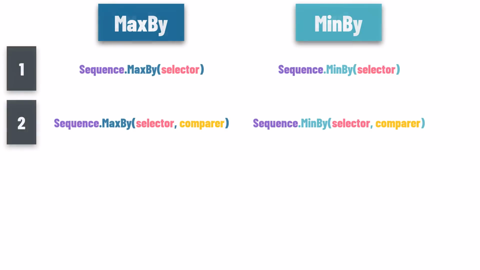Let's start with a simple example involving an array of integers. To find the maximum value, we use this query. Since our array consists of integers, the result will be an integer as well. Similarly, to find the minimum value, we use a corresponding query, which also returns an integer. This demonstrates the first overload of the Max and Min methods.